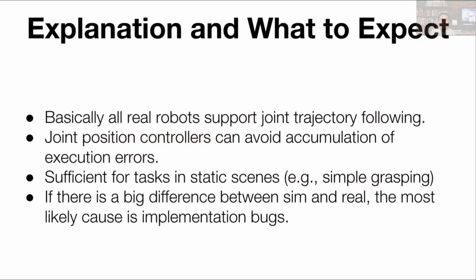The reason we conduct joint trajectory following first is that basically all real robots support joint trajectory following, and the joint position controllers can avoid accumulation of execution errors. Moreover, while the joint position control is simple, it is sufficient for tasks in static scenes, such as simple grasping. For this step, if there is a big difference between sim and real, the most likely cause is there are some implementation bugs. You need to debug the communication and the controller before going to the next step.